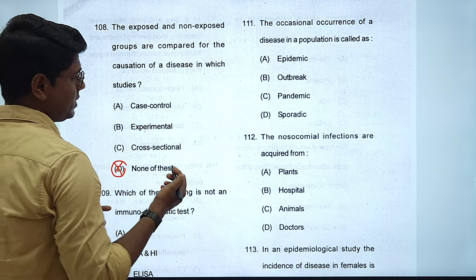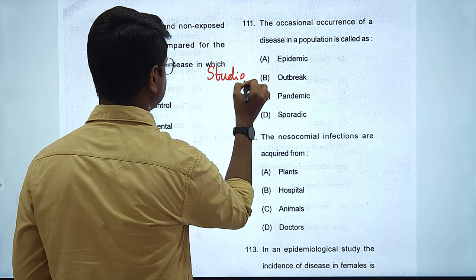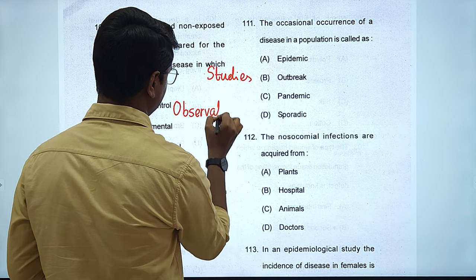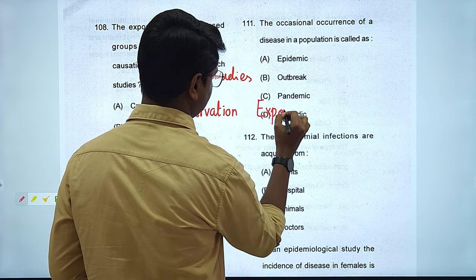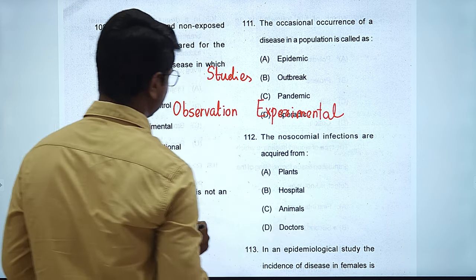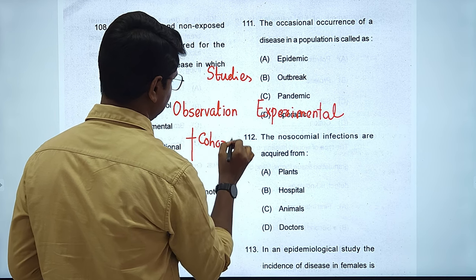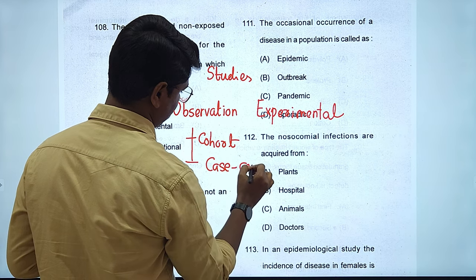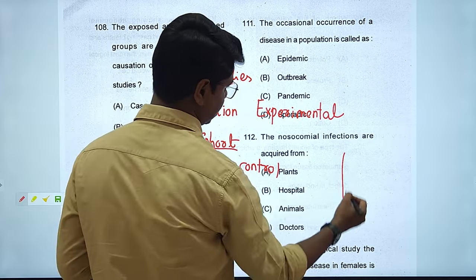In epidemiology, epidemiological studies can be classified into two types. One is the observational study. Another one is the experimental study. Under observational study, there are two studies. One is the cohort study. Another one is the case control study. In a cohort study, suppose this is a population.